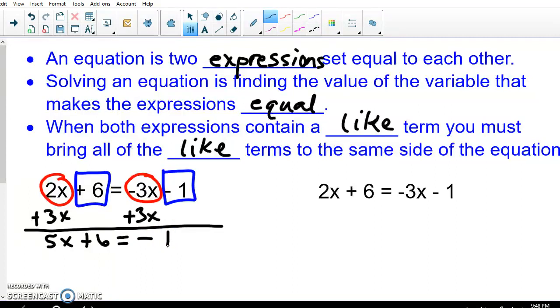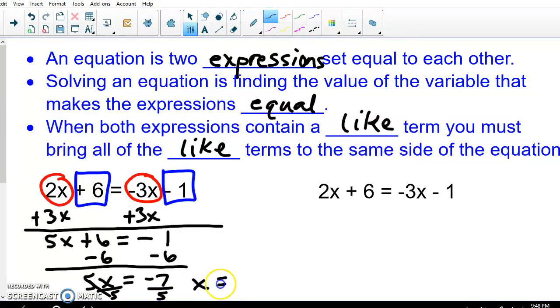So now I'm going to get all my constants together by moving my 6. So I'm going to subtract 6. Whatever I do to one side, I have to do to the other. So I'm left with 5x equals negative 7. Final step to get x by itself is to divide both sides by 5. And I end up with x equals negative 7/5.